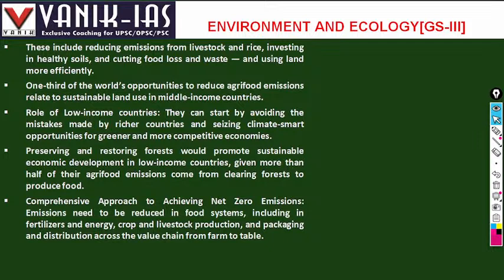countries. Role of low income countries: they can start by avoiding the mistakes made by richer countries and seizing climate smart opportunities for greener and more competitive economies. Preserving and restoring forests would promote sustainable economic development in low income countries. More than half of their agri-food emissions come from clearing forest to produce food.